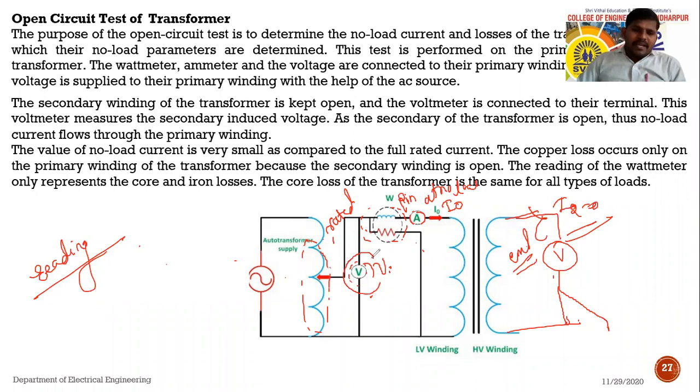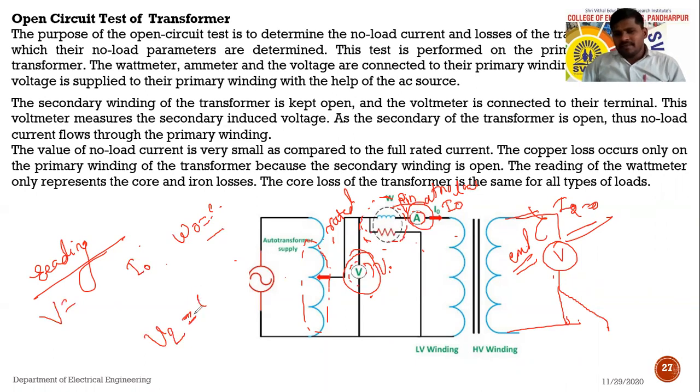See, the voltmeter is connected, so the supply voltage V is obtained. One ammeter is connected to the primary winding, so the no load current is obtained. One wattmeter is connected, so the wattmeter shows the no load power W0. So these readings are obtained, and if we connect the secondary side voltmeter, then the voltage at the secondary side will be obtained, right? So this is the simple connection diagram to conduct the OC test. Now see, we will move to the calculation part.